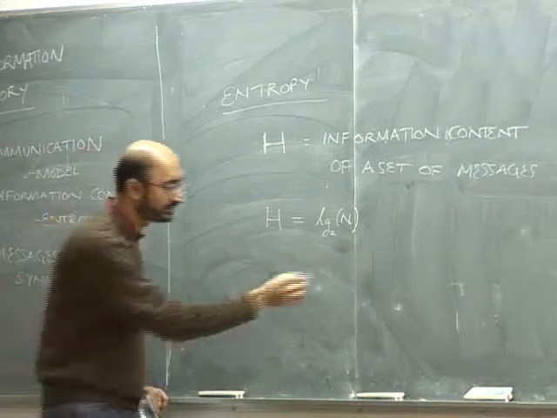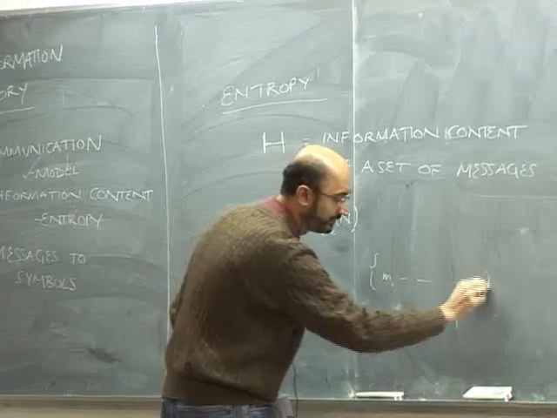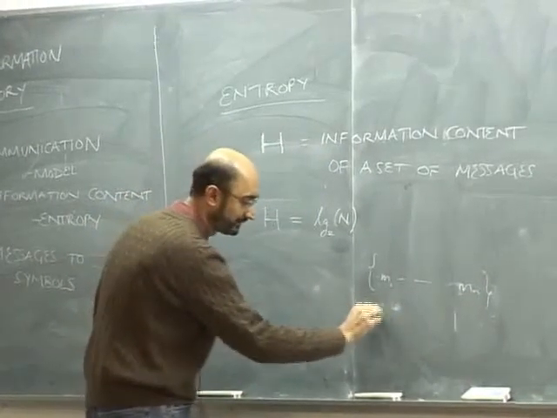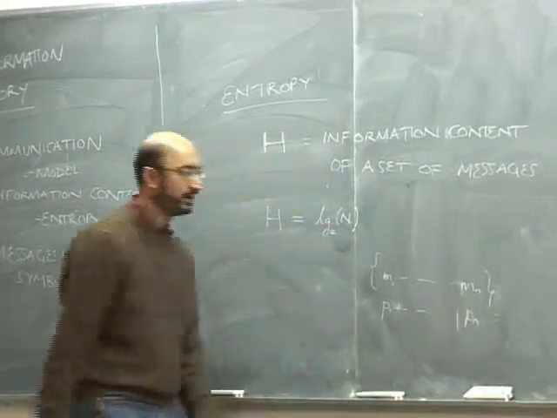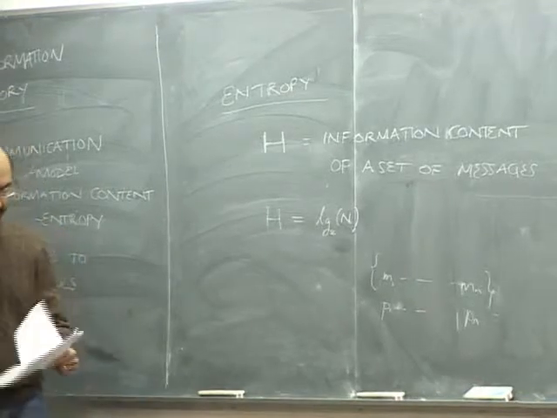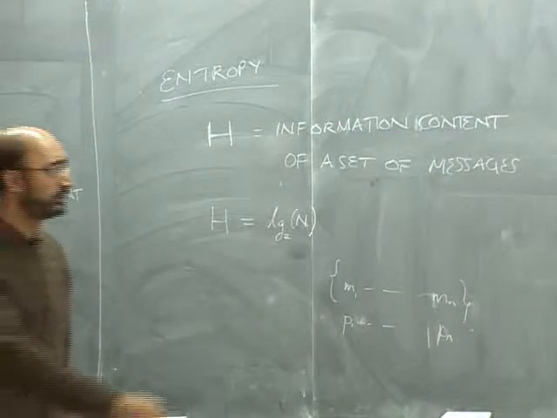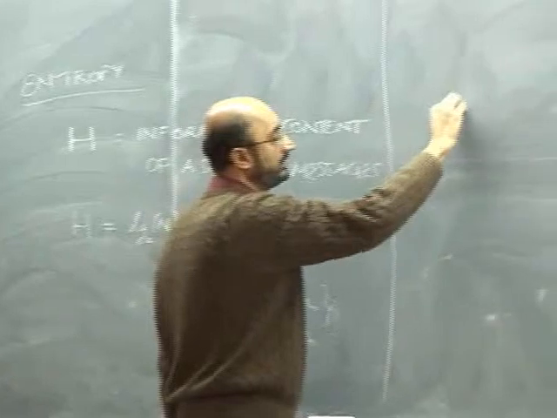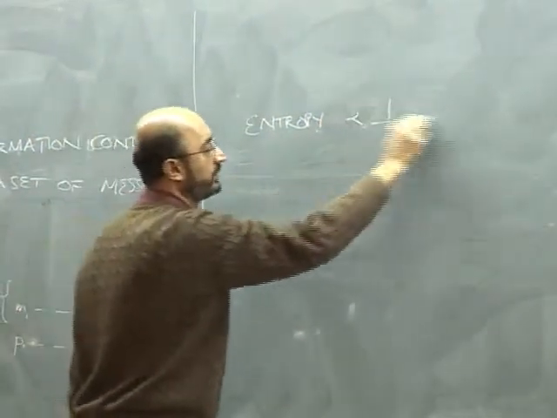Now I give you a set of messages, okay? Message 1 to, let's say, message n, which are not equiprobable. They all have probabilities associated with them, and let's say this is probability p1 all the way up to pn. And I ask you, what is the information content? What's the entropy of this set of messages? The intuition that Shannon used was to say that the entropy, and he kind of defined this in this way, is proportional to 1 over likelihood.